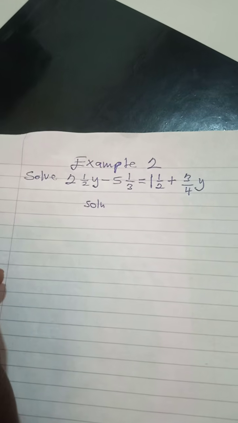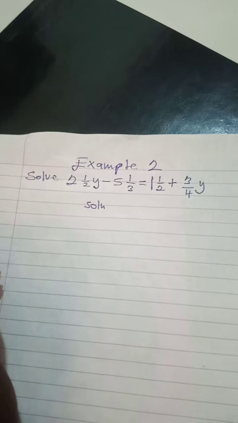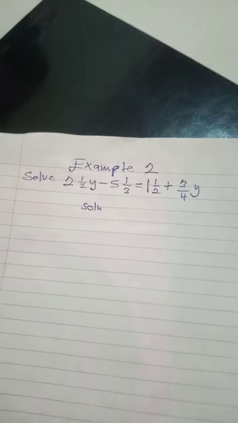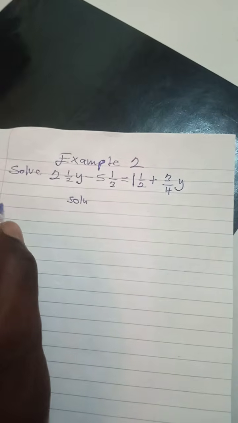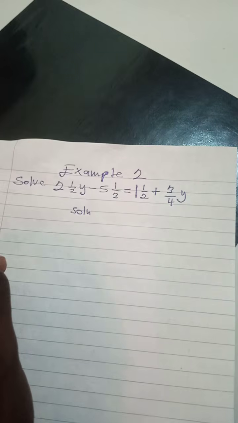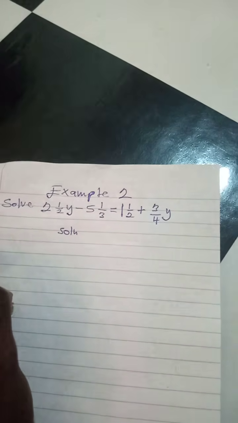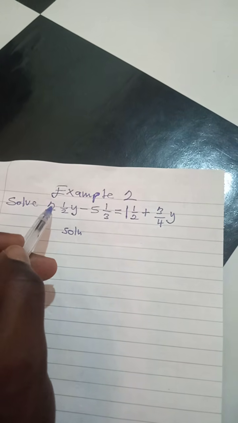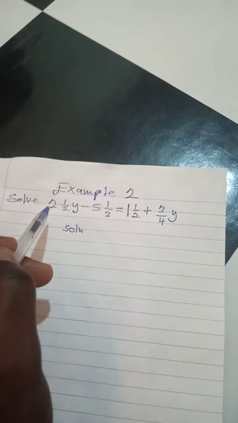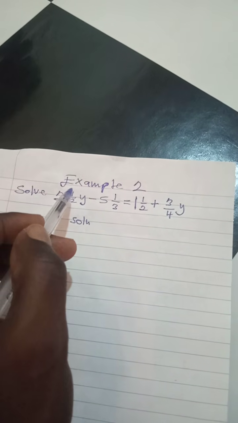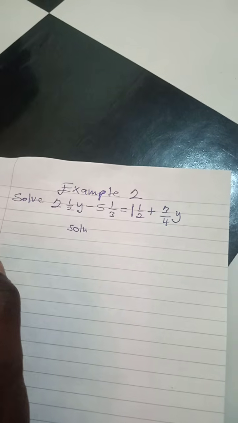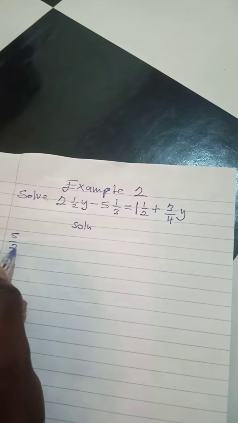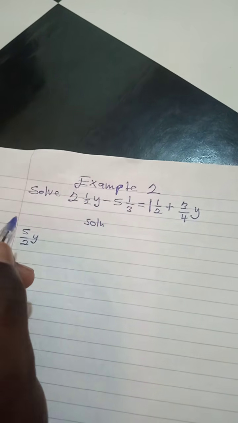Okay, so as you know, the first method is to change the mixed fraction into improper fraction. So we are supposed to change the mixed fraction in the question to what? Improper fraction. So for 2 whole number 1 over 2, you multiply the whole number by the denominator, you get 4, right? Then you add the 1 to it, you get 5. So you are going to get 5 over 2. Then you add the y to it, right?